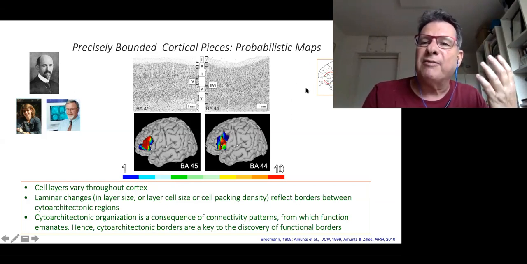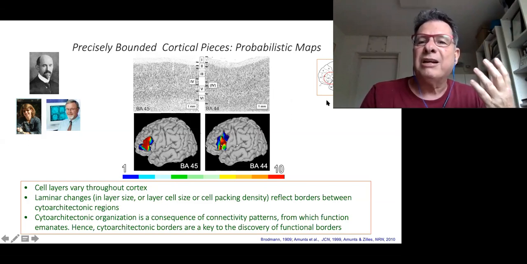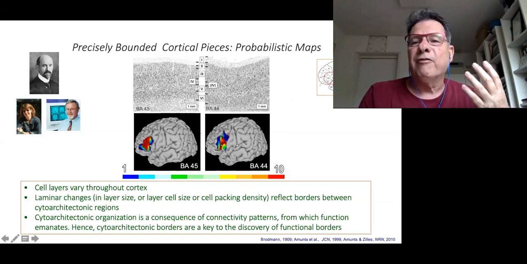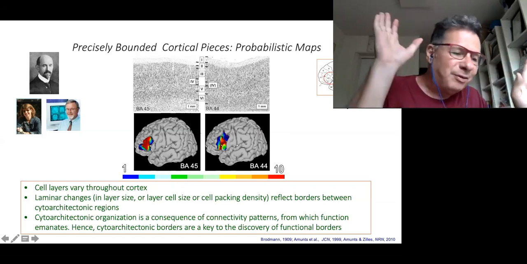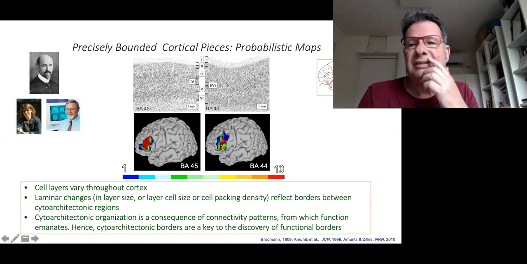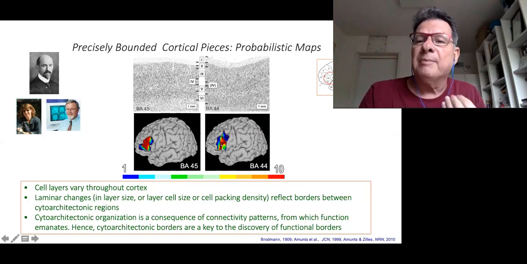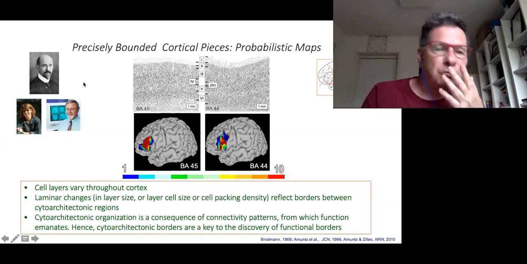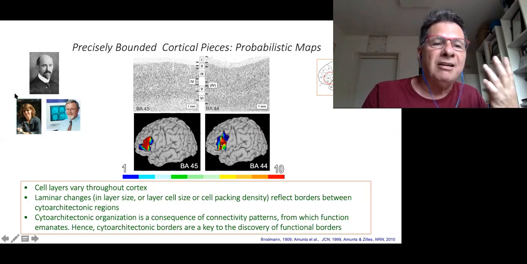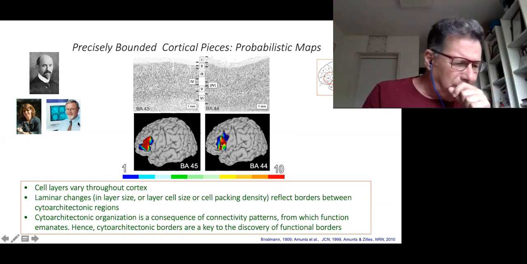And you can see this very famous caricature of Brodmann's brain. If you want to know how it came about to be such a caricature, I can tell you about it later. But that was the hypothesis. And this hypothesis was revived mostly by Carl Zilles and Katrin Amunts.